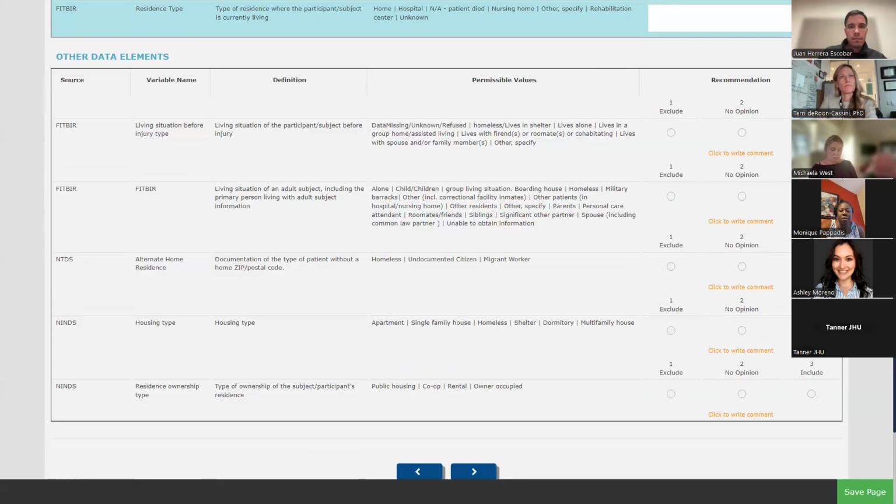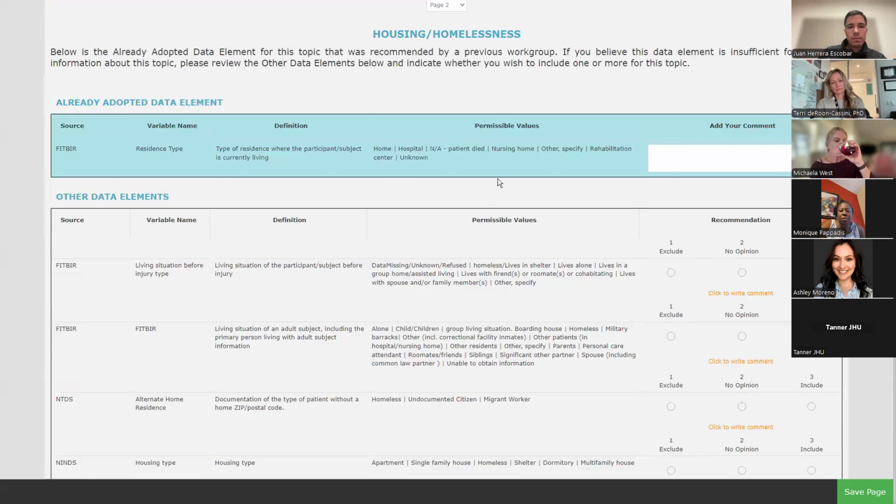You'll notice we have quite a few here. Sometimes there'll be a lot, sometimes there won't be very many. That's just the nature of who's collecting what and who's created a CDE for it. We will say that we're trying to make sure that if we are creating another element, that it's providing value that this already adopted one doesn't.